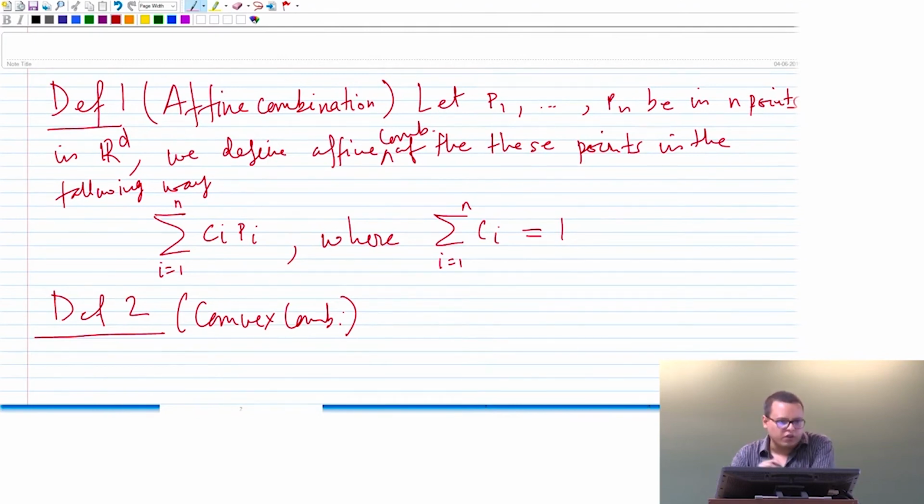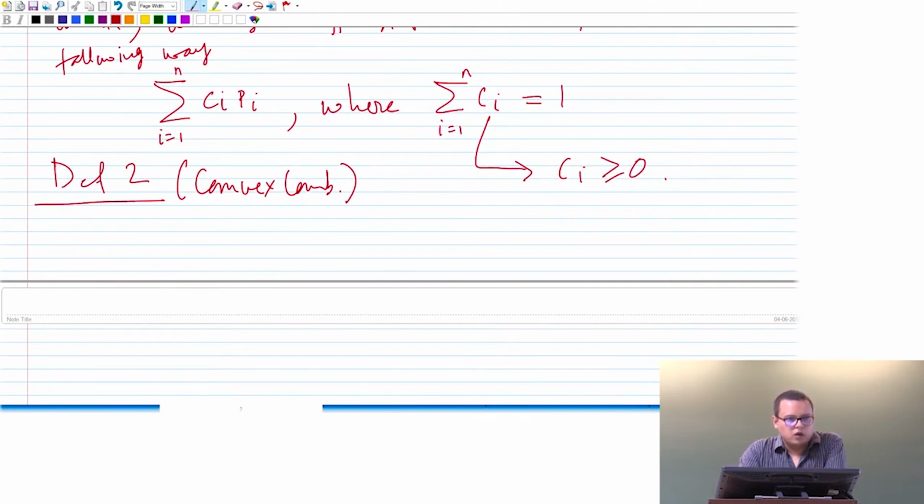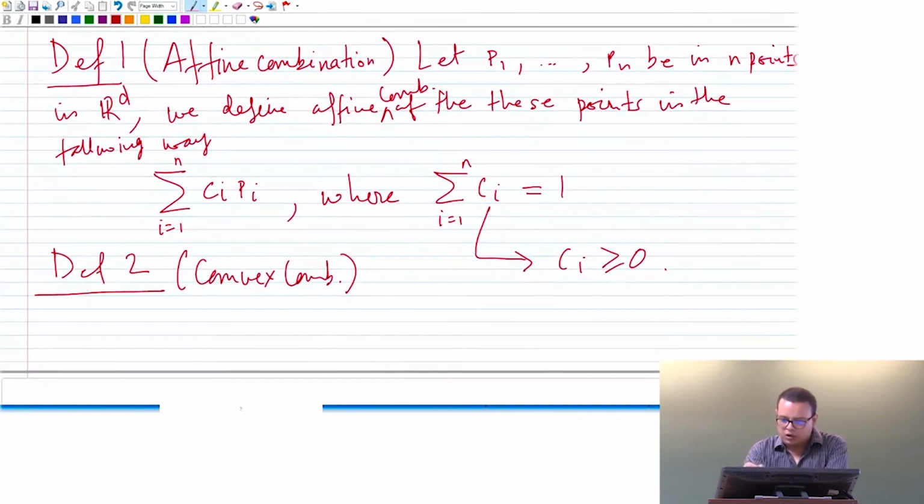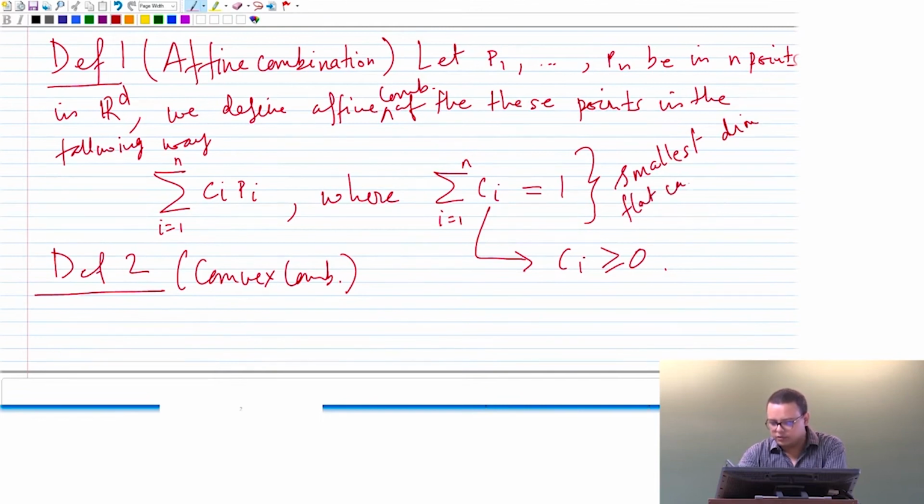So, what about the convex combination of these points? How do we define it? Same, the only thing we ensure is Ci has to be greater than or equal to 0. That is it, no more. Okay. So, what does this set give you? So, as I said, if I take all affine combinations, I will get the smallest dimension flat containing these points.